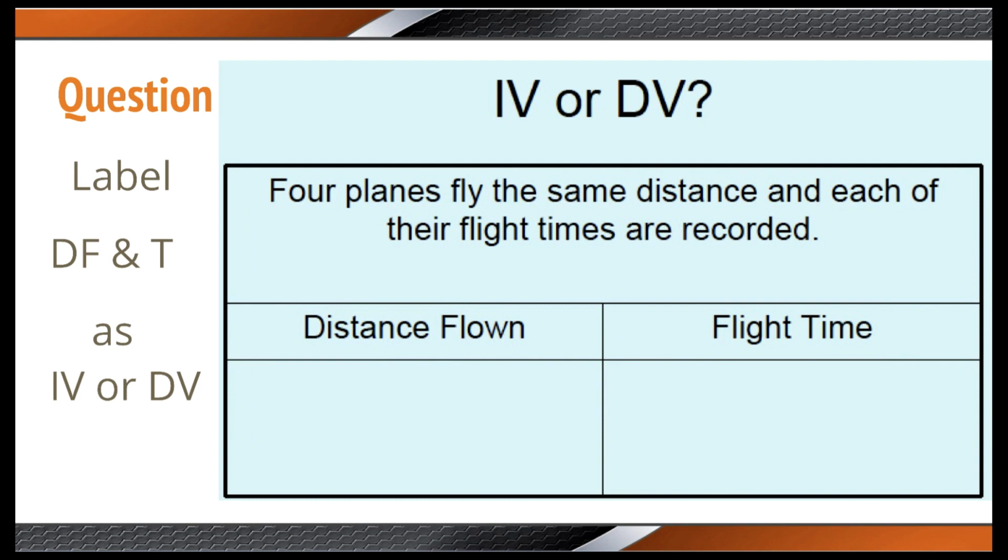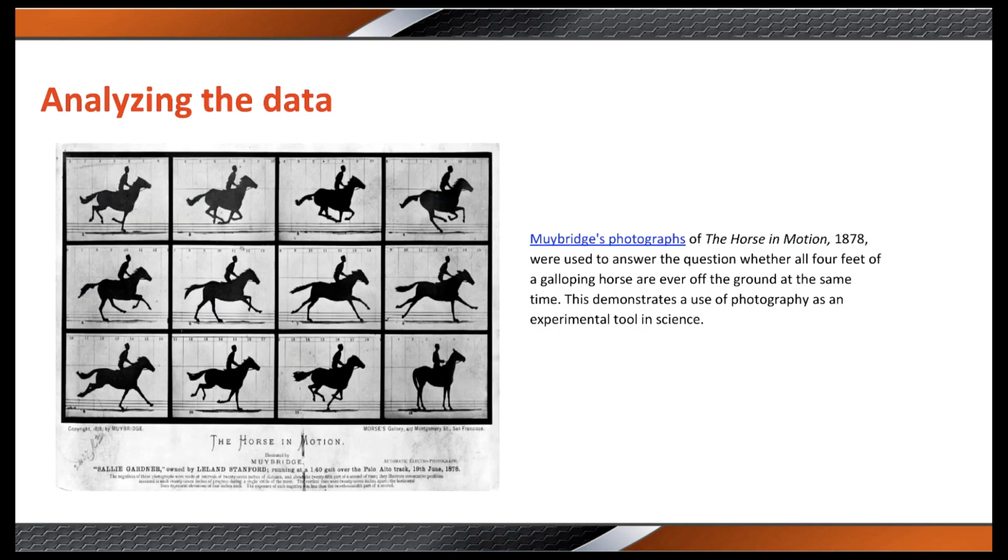We have 4 planes that fly the same distance, and each of their flight times is recorded. All right, so what are we controlling? It says that they are all flying the same distance, so that's the independent variable. And the thing that we're going to record is the flight time, which depends upon the distance that we're flying. So maybe they have different engines, or maybe one has a tailwind or a headwind.